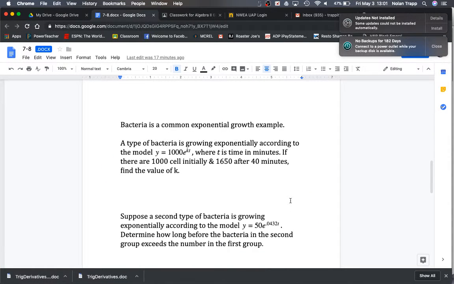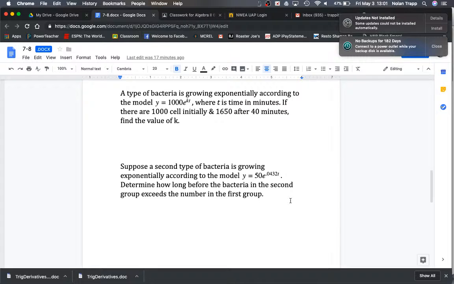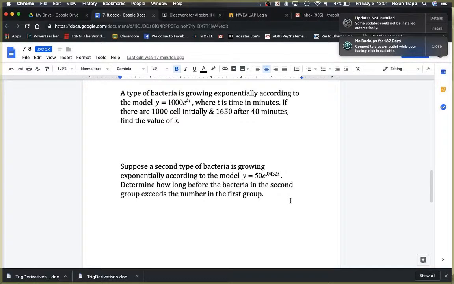Okay? A common exponential growth would be bacteria. They also do it with people and rabbits. I've seen rabbits a lot. Once again, same sort of problem. You start with a given amount, 1,000. And they will give you a time. In this case, it says 40. And say after that amount of time, there's this much. Find the K value.